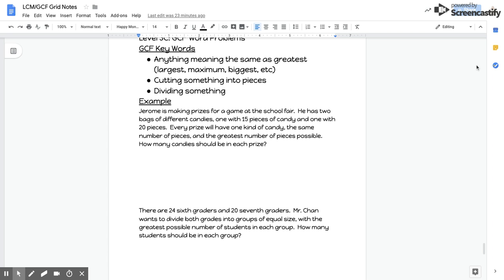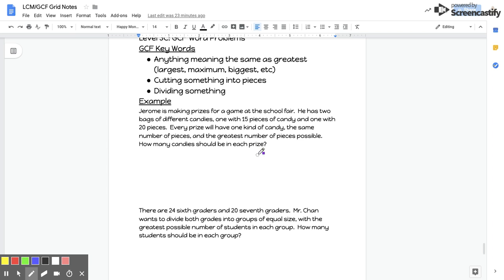So Jerome is making prizes for a game at the school fair. He has 2 bags of different candies, one with 15 pieces of candy and one with 20 pieces. Every prize will have one kind of candy, the same number of pieces, and the greatest number of pieces possible. How many candies should be in each prize?